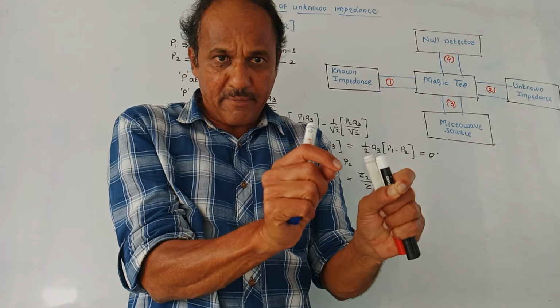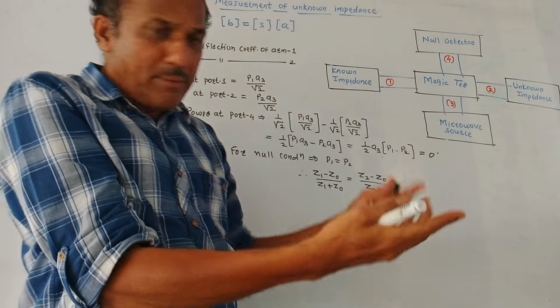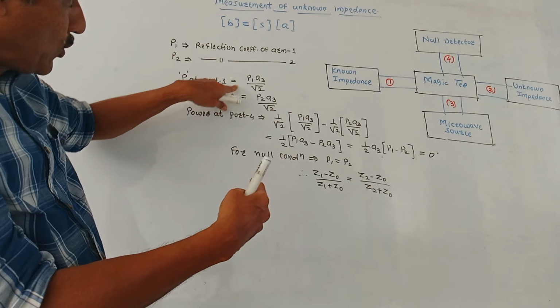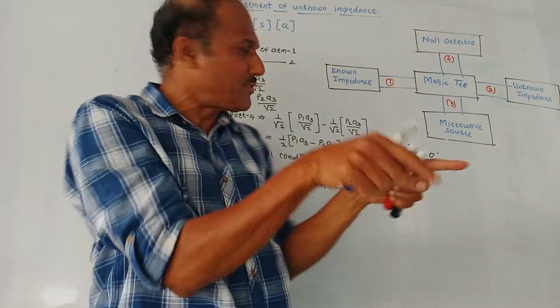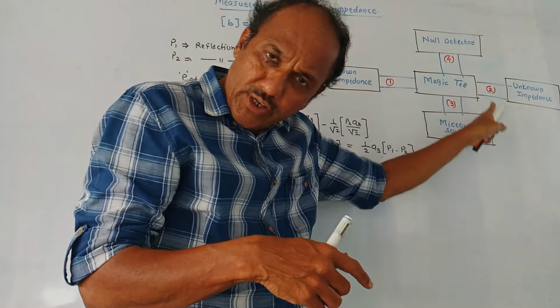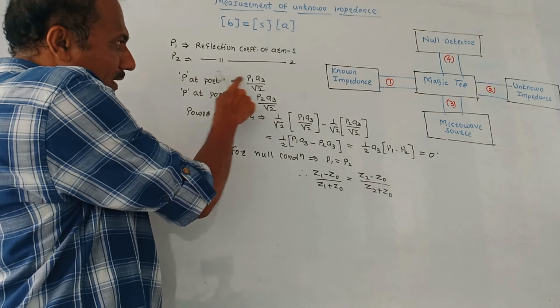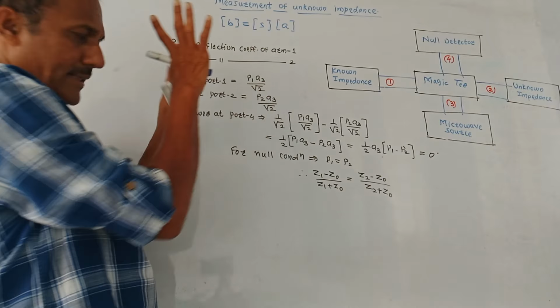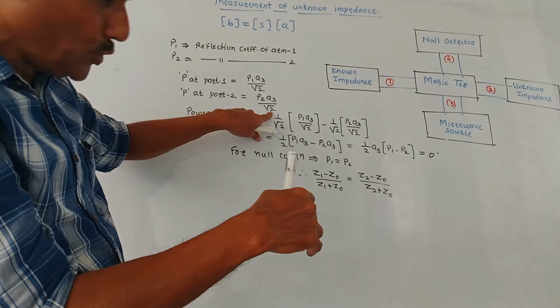ऐसे याद रखना है. एक रिफ्लेक्शन कोएफिशिएंट होगा और हम लोग पावर मेजर कर रहे हैं. दिस इज पावर एट पोर्ट 1, सो नोटेशन इज P1. इट इज पावर, so 1/√2 times P1 into A3. Why A3? Because we have connected the microwave source at port 3. So power at port 1 is P1 A3 upon √2. Same technique, power at port 2 is P2 A3 upon √2.